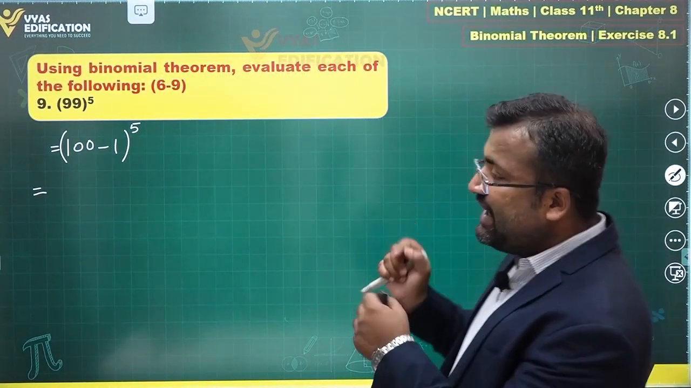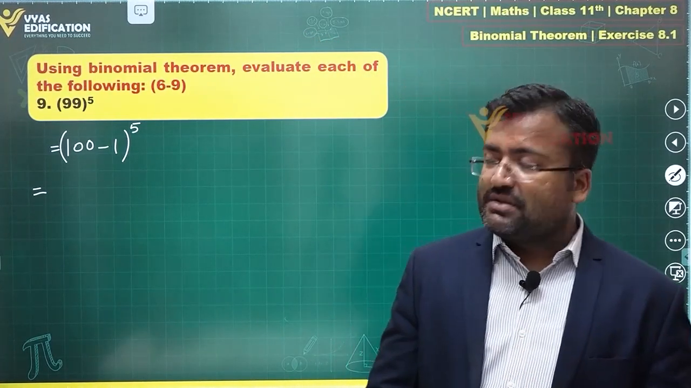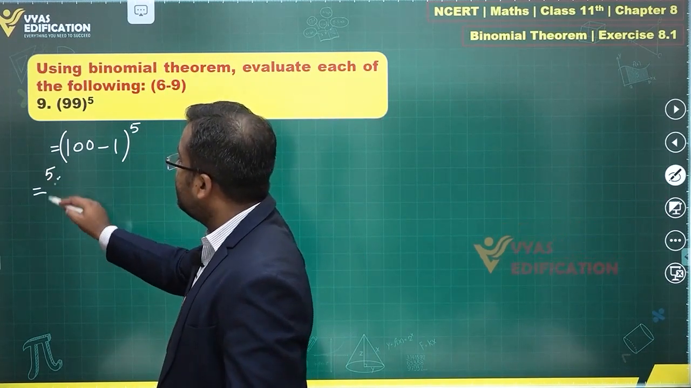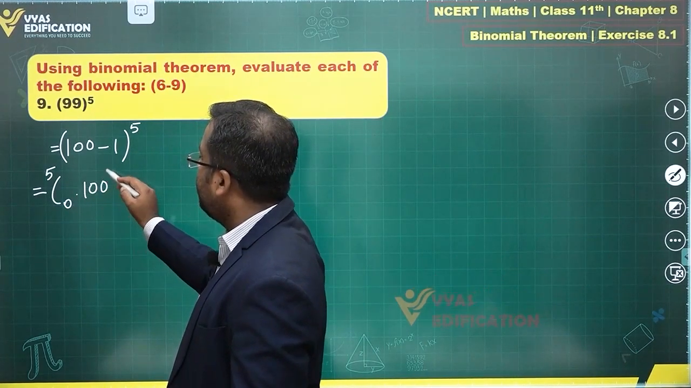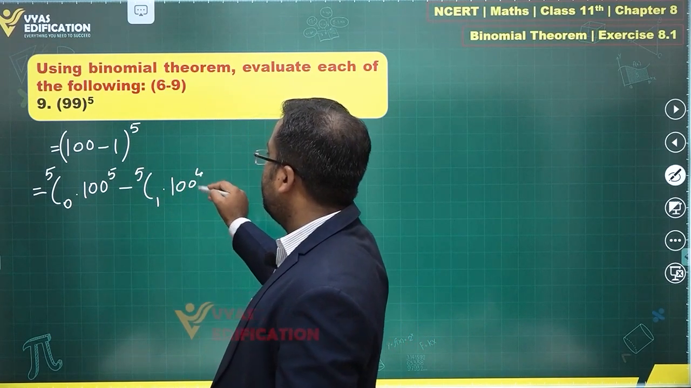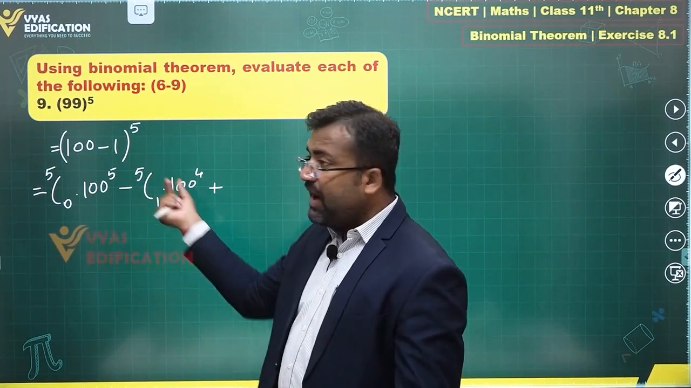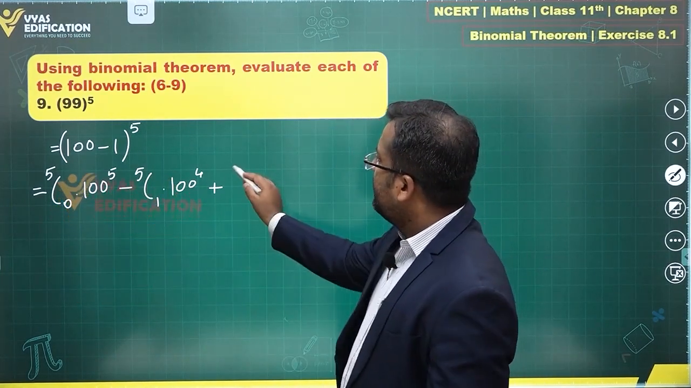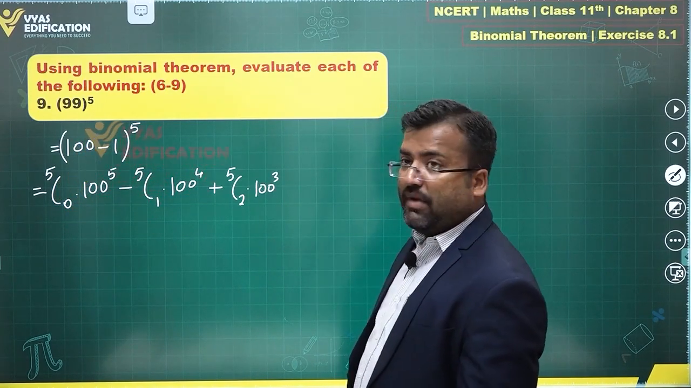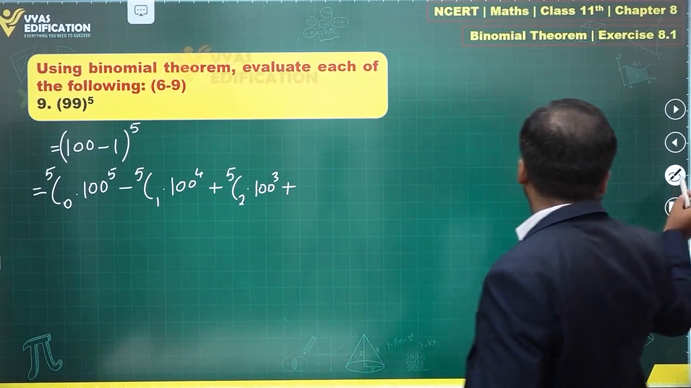The second term in that binomial is minus 1. Or you can say, if you are using alternate plus minus sign, you can take 1 as well, right? So this is 5C0 times 100 power 5, minus 5C1 times 100 power 4, plus alternate plus minus sign. This would be minus 1 power 1, which is simply minus, right? Then you have 5C2 times 100 power 3. Minus 1 square will be plus 1, right? Next term will be minus actually.